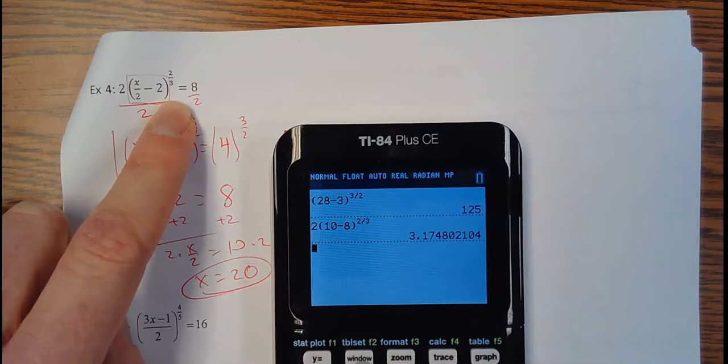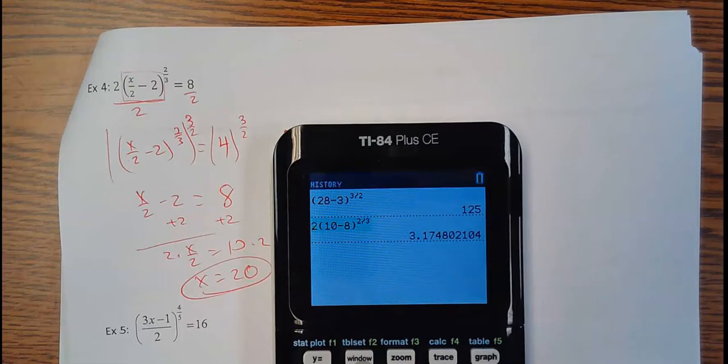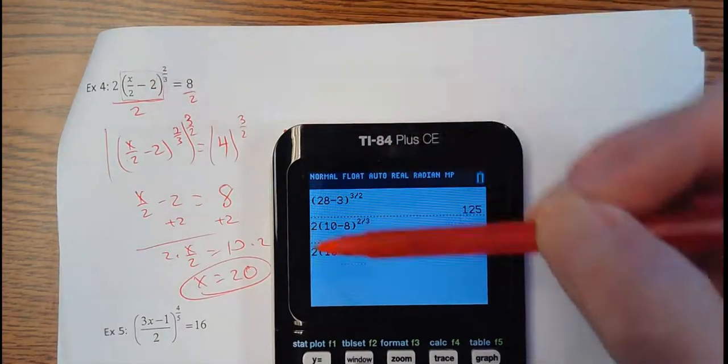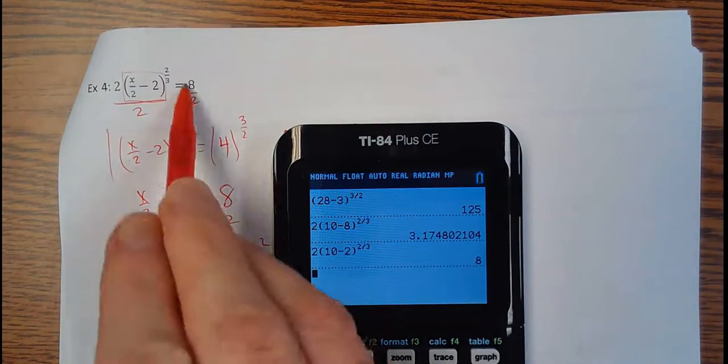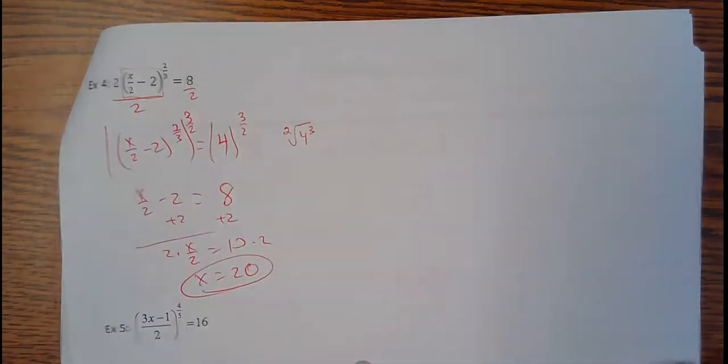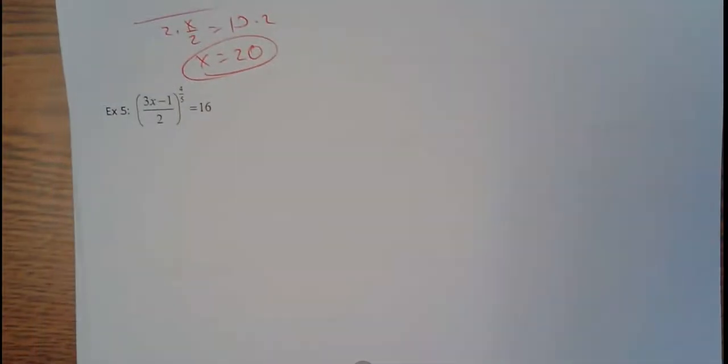Uh-oh. Let me go back and check this. Oh, I see what I did. I was doing mental math in my head. It's minus 2, not minus 8. I was subtracting 2 in my head and putting 8 down. There we go. Now I got the 8 that I originally had. I say it's going to be easy, and then I screwed up myself.